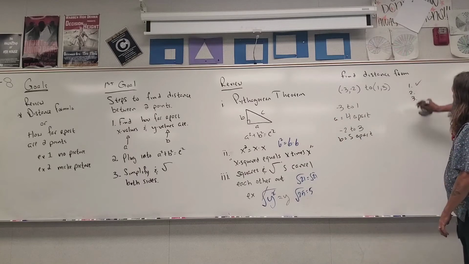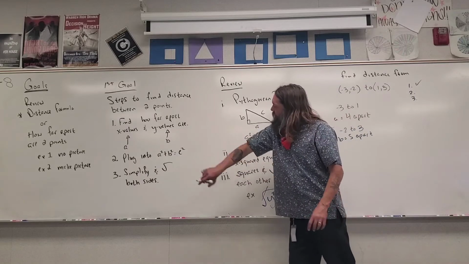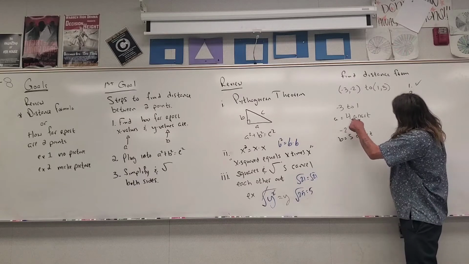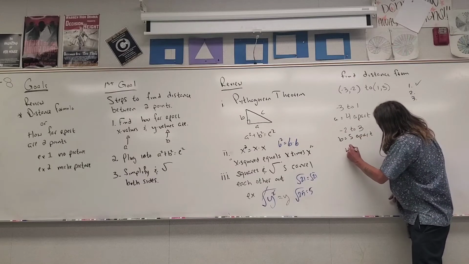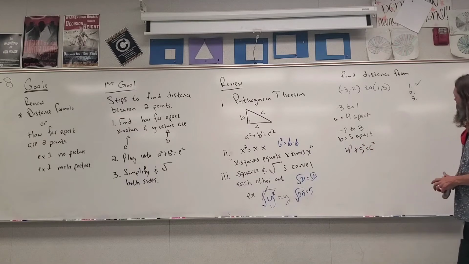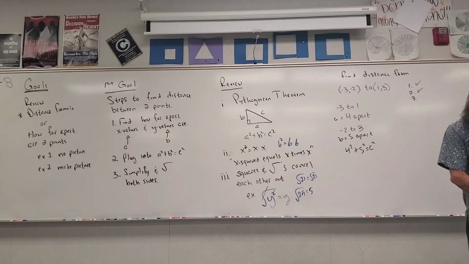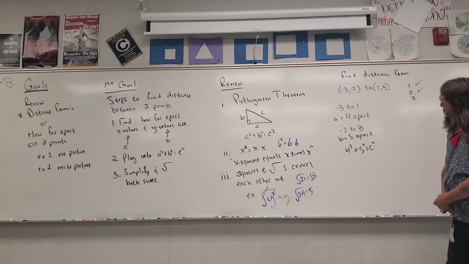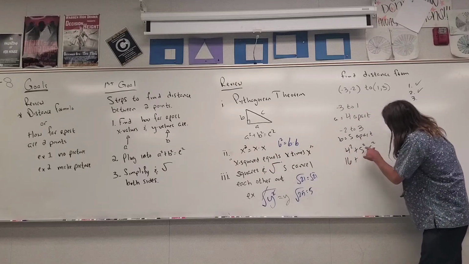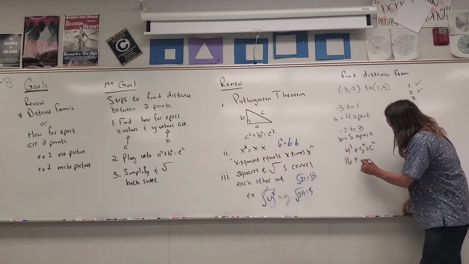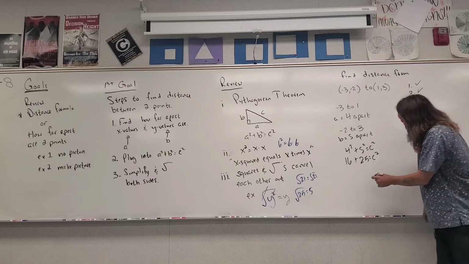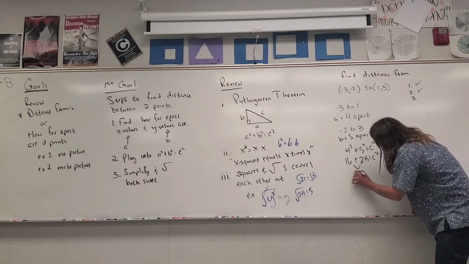All right, step 1. Step 2. Plug in a squared plus b squared equals c squared. All right. So a is 4, so this is 4 squared plus 5 squared equals c squared. All right, step 2, done. All right, simplify and square root both sides. 4 squared is 4 times 4, that's 16. 5 squared is 5 times 5, that's 25. And that's equal to c squared. 16 and 25 together, that's 41.